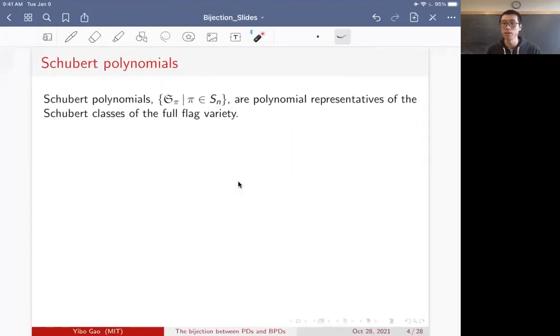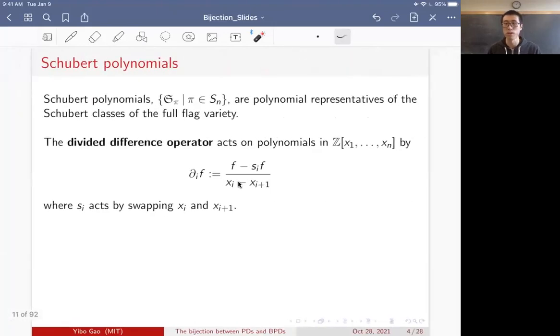So the Schubert polynomials can be defined recursively, by Lascoux and Schützenberger, using the divided difference operator. This divided difference operator, denoted by ∂_i, acts on polynomials by this formula shown here: ∂_i f equals (f minus s_i f) over (x_i minus x_{i+1}). Here, s_i is a simple transposition that swaps the variables x_i and x_{i+1}. As we can see, if x_i equals x_{i+1}, then f equals s_i f. So the numerator is always going to be divisible by the denominator, and it stays in the polynomial ring.